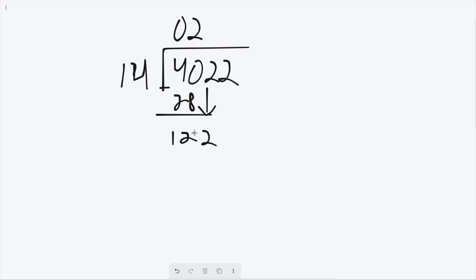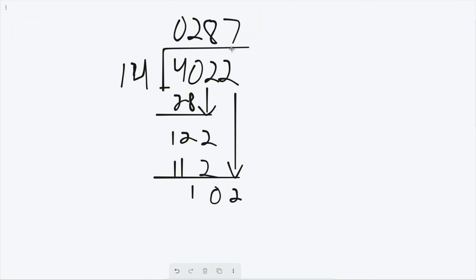How much times can 14 go into 122? 8 times. And then 14 times 8 is 112, so we write 112. And then minus that, we get 10. We bring down the 2. How much times can 14 go into 102? 7 times. And 14 times 7 is 98. And then the remainder is 4. Here, let me redo that. Remainder is 4. So 287 and 4/14, or 287 with a remainder of 4.